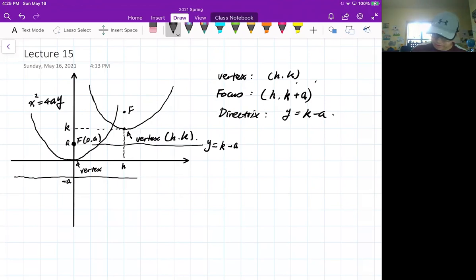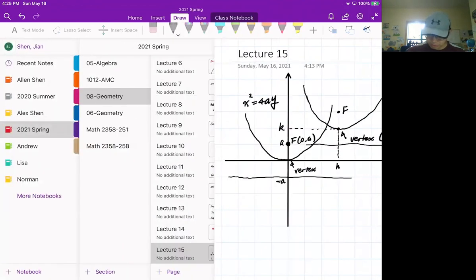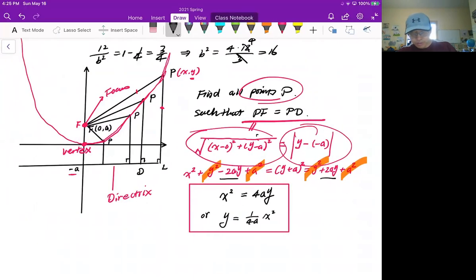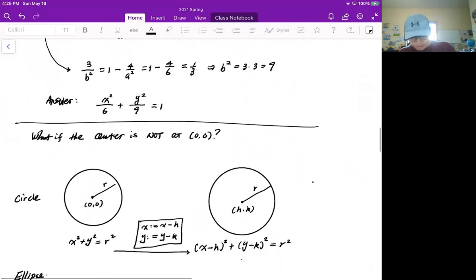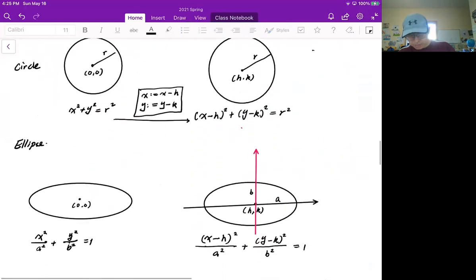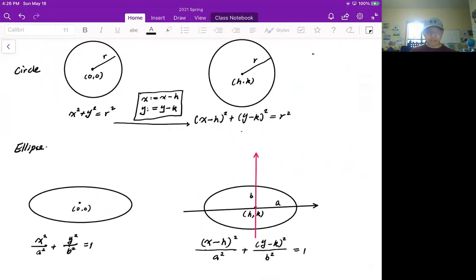So the equation I need will be, well, it's the same as before. If you just remember what we did last time when we talked about the ellipse, that's a basic idea. If you move the center from 0, 0 to h, k, the x value will be subtracted by h. The y value will be subtracted by k. So that's the main idea.